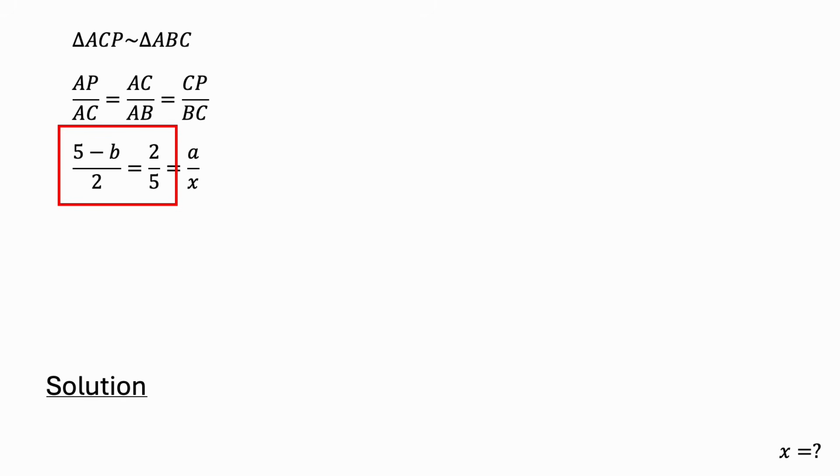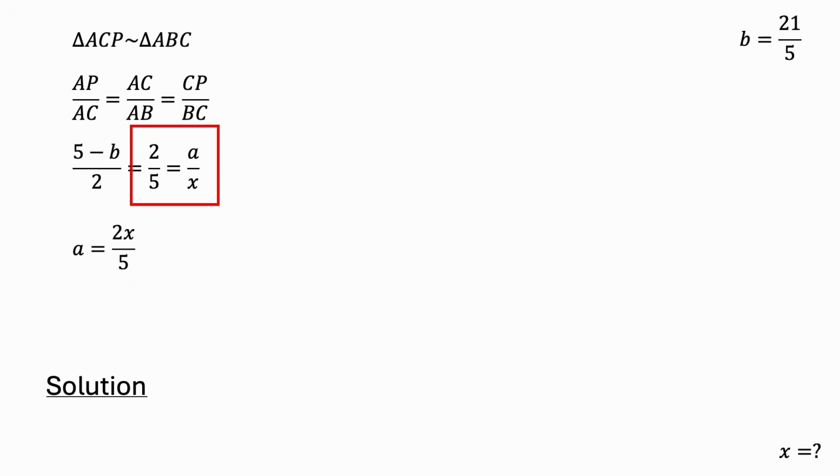From the equation (5 minus B) over 2 equals 2 over 5, cross multiplying gives 25 minus 5B equals 4. So 5B equals 21, and therefore B equals 21 over 5. From the equation 2 over 5 equals A over X, we get A equals 2X over 5.